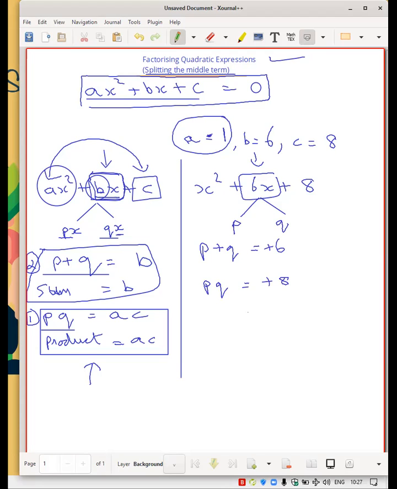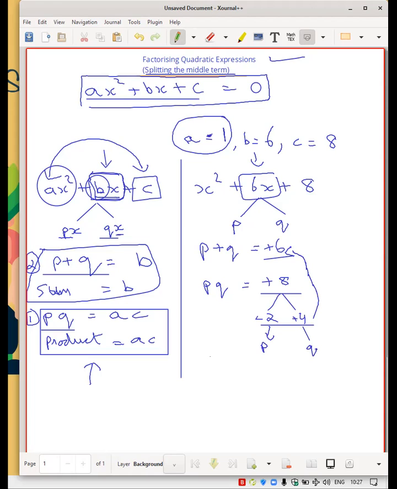Now, can you think of any two numbers whose product is 8 and sum is 6? 4 and 2. Plus 4, plus 2. An easy hint when you're doing this: take the product first and try to split the product. So I'll do 1 and 8. Is the sum of plus 1 and plus 8 plus 6? No, it isn't, right? So factorize this further into another factor. So we can do 2 and 4. Plus 4 plus 2. Do I get plus 6? Yes. So my value of P is plus 2. Then the value of Q is plus 4.